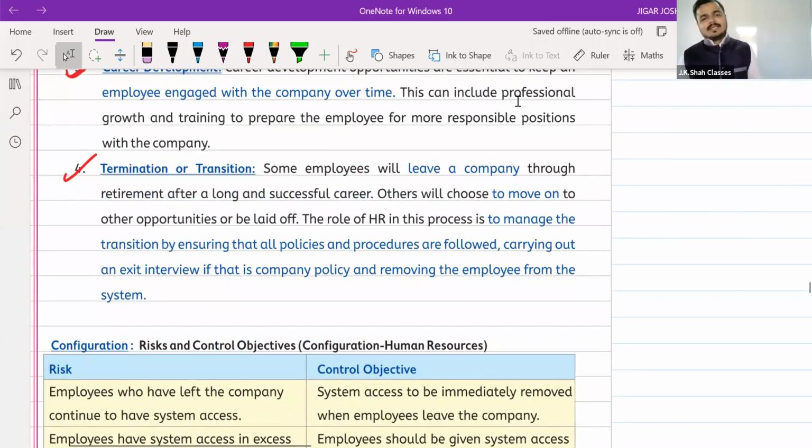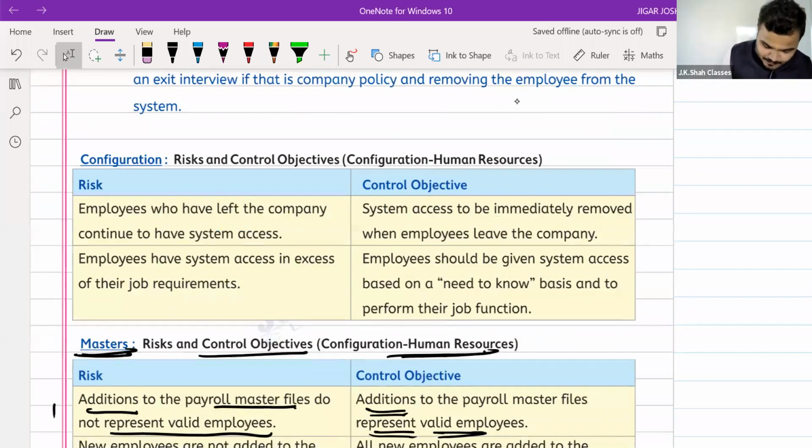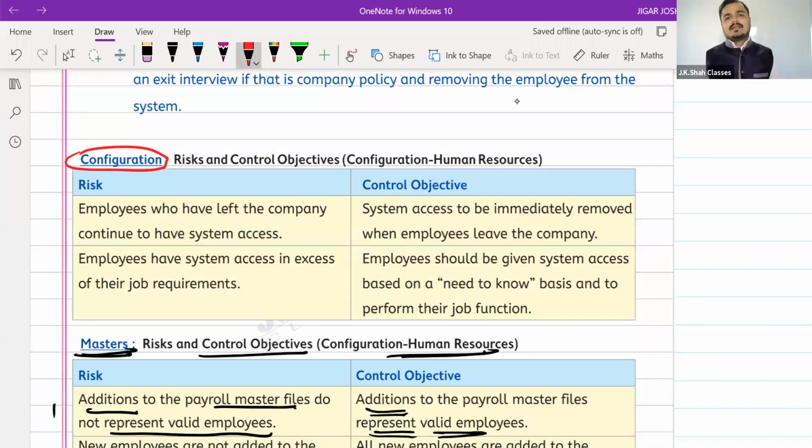Fourth point includes both termination as well as transition. Okay. Now, people remember that I had explained to you that configuration related risk arises only under two conditions. Number one, whenever the HR changes. And number two, my dear charter, whenever there is a general ledger change. Do you remember this thing? 100%, sir. Now, say the people, what are the risks at the configuration level?